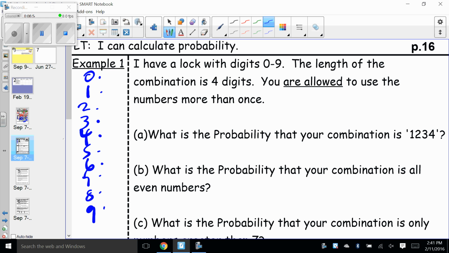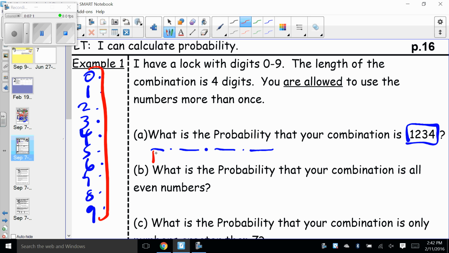What's the probability that your combination is this exact combination, 1, 2, 3, 4? First of all, let's figure out the denominator. We have a 4-digit lock, so I'm going to leave myself 4 blanks. I have 10 possible ways to get the first digit, the second digit, third digit, fourth digit. It says you're allowed to use the numbers more than once. So if I pick a 3, I could pick a 3 again. What's the chance that I end up with this?